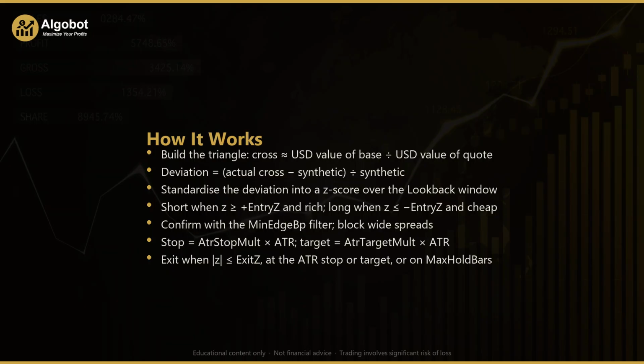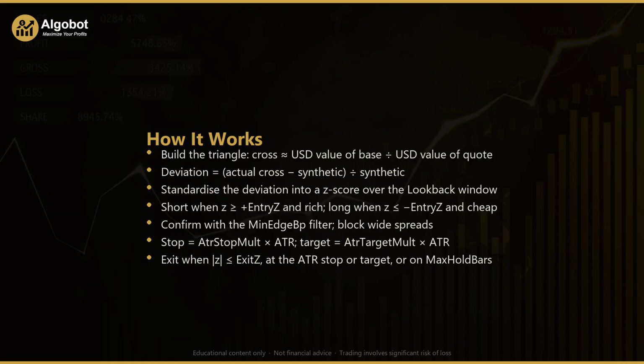To open a long, the mirror applies, the z-score at or below negative EntryZ, with the edge stretched the other way, so the strategy buys a cheap cross. Before any entry, a spread filter blocks trades when the cross spread is wider than the allowed maximum, avoiding costly fills. Risk control is handled by the average true range. The protective stop is placed a multiple of ATR away from the entry, 2 times by default, and the profit target sits a larger multiple away, 3 times by default, giving a reward-to-risk ratio of 1.5 to 1.